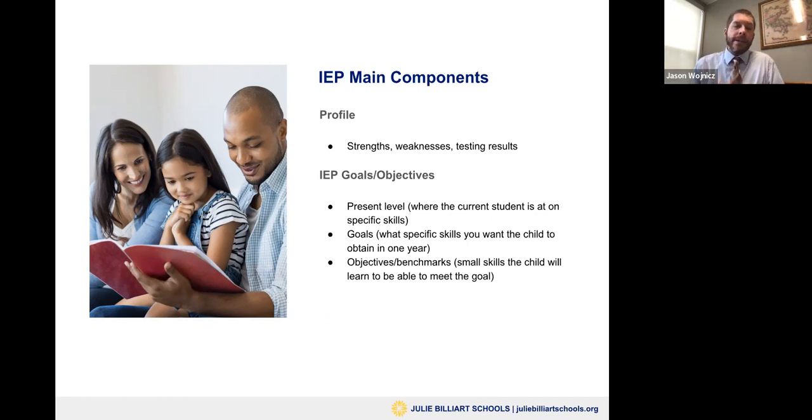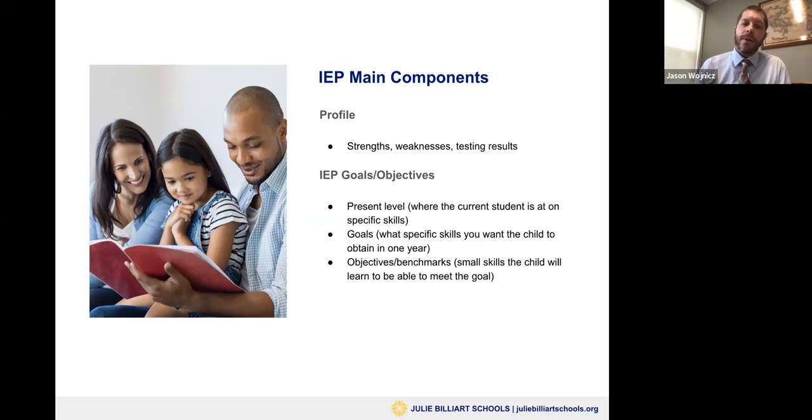So the IEP is not going to have 100 different goals. It's going to be very specific to developmentally what is the next step for the child. And those goals are going to be very attainable. The idea is you do want to try to master the goal by the end of a year. So they should be attainable. They should be very relatable to your child's deficits as well as areas of need.